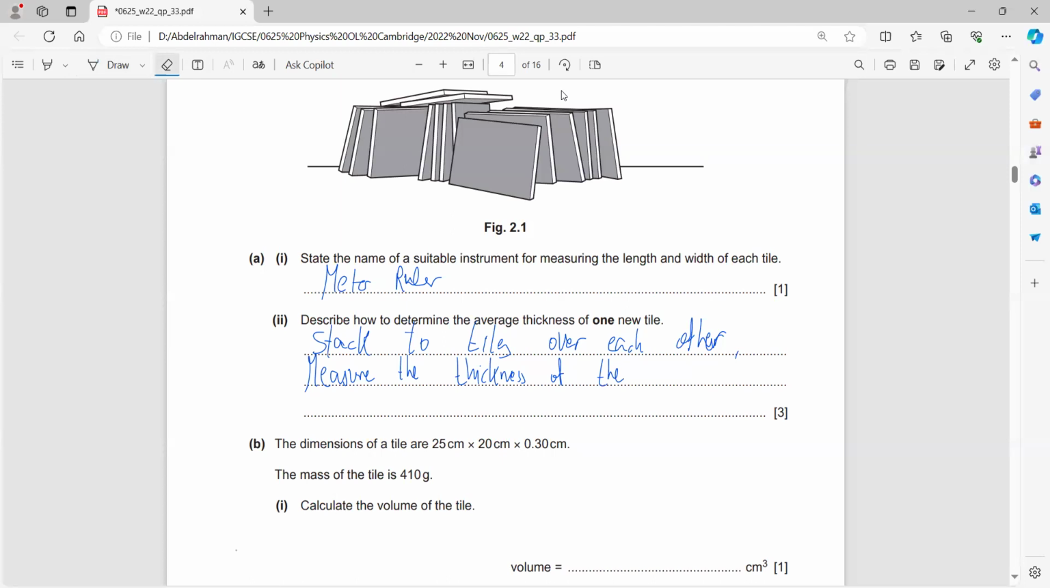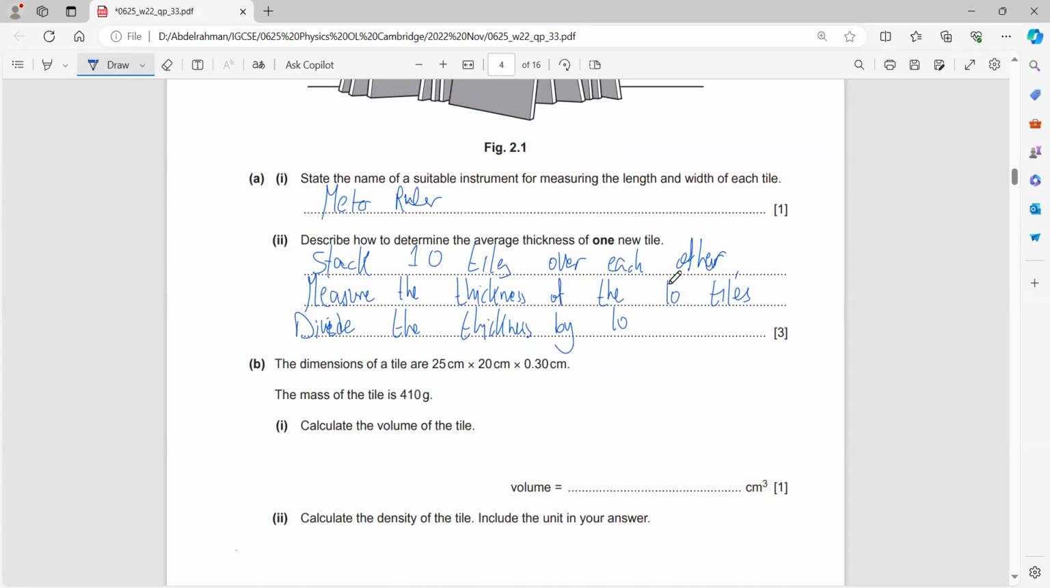Stack 10 tiles. Measure the thickness of the 10 tiles together. Then divide the thickness by 10. If you stack 20, do the same steps but using 20 instead of 10.